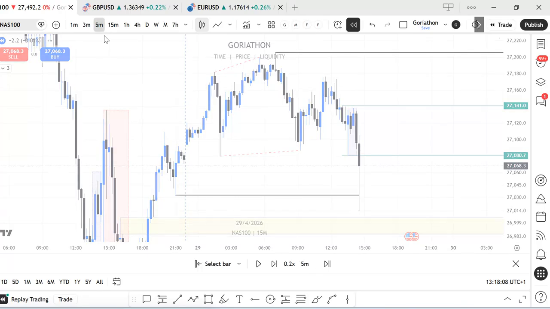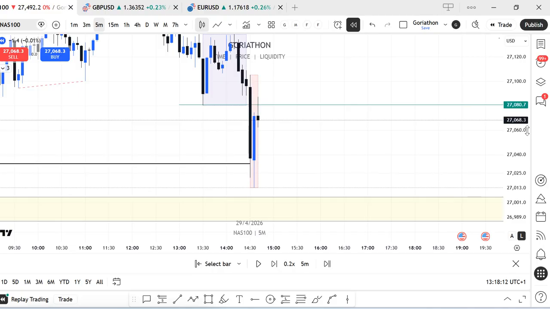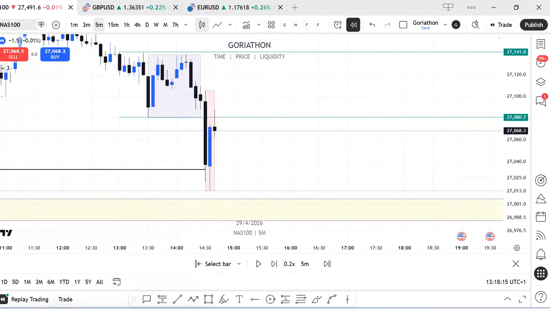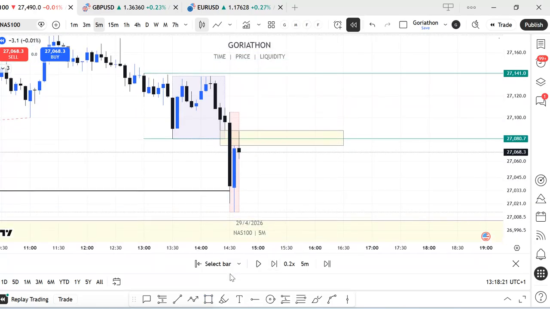Now I switch to 5 minute. All right. Now what you want to see is this becoming inverse, because there is a fair value gap. Yeah. So wait for it.